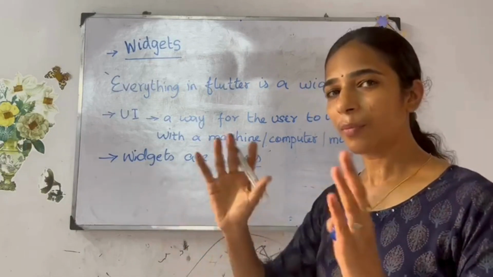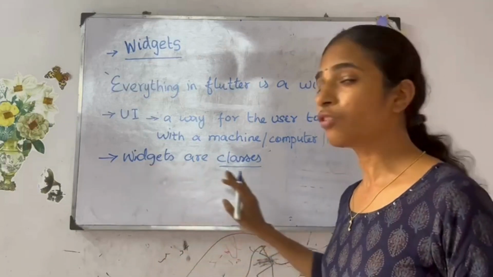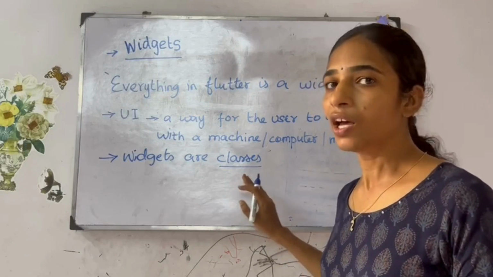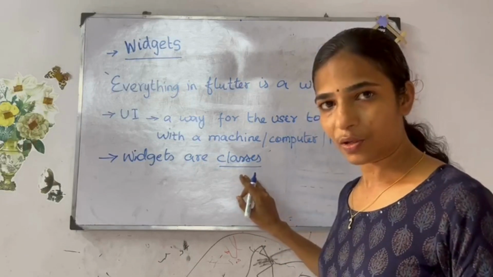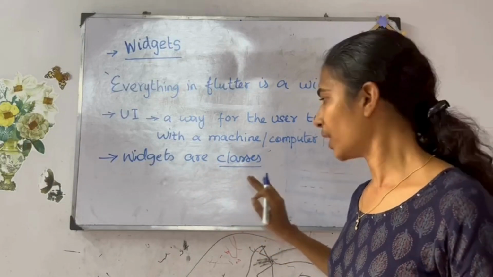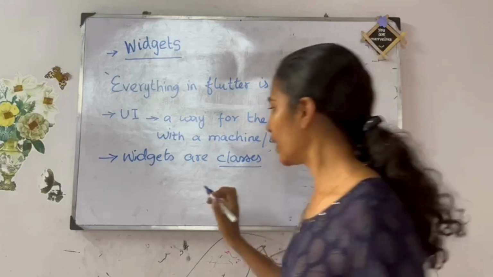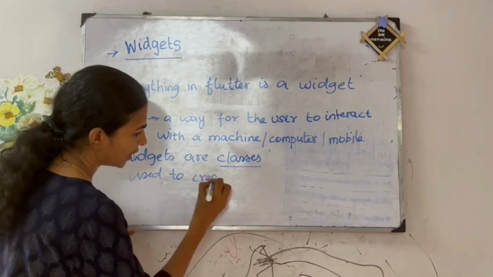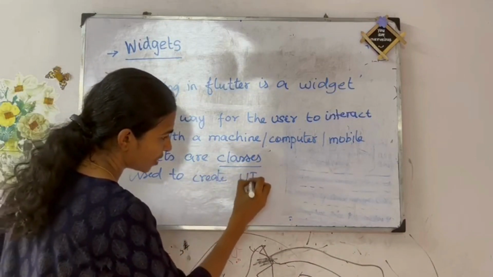So what is the form of that program? They are in the form of classes. If you have already learned Java or any OOPS program, you would know about classes. So widgets are nothing but classes, used to create UI elements. I can simply say UI, user interface.